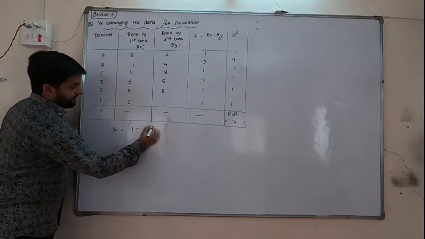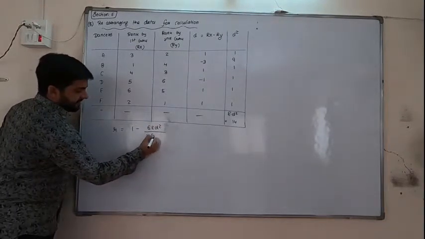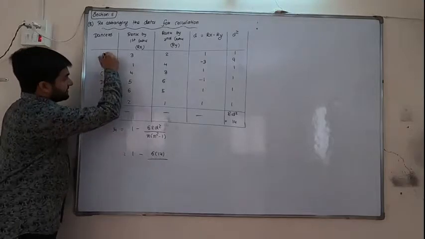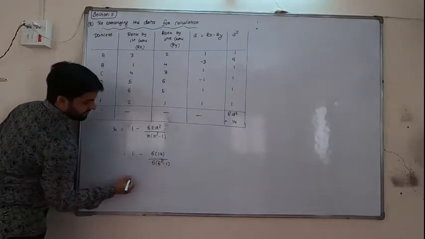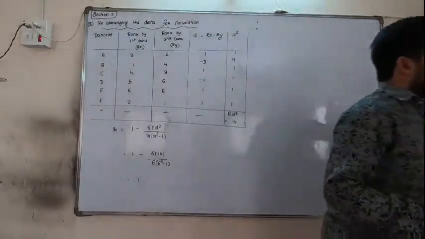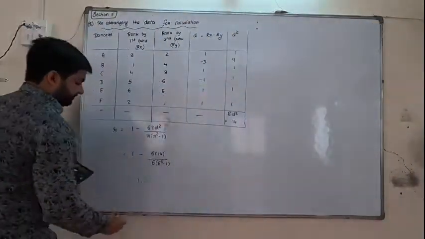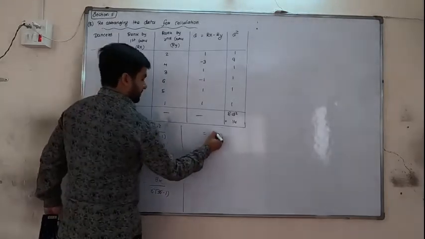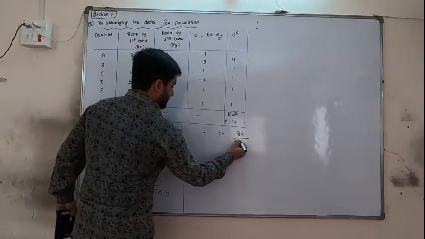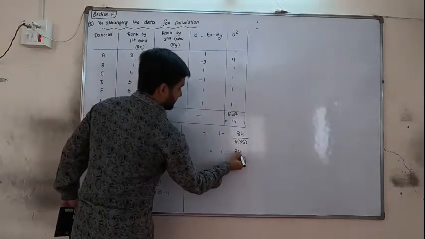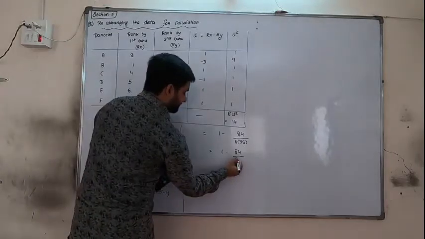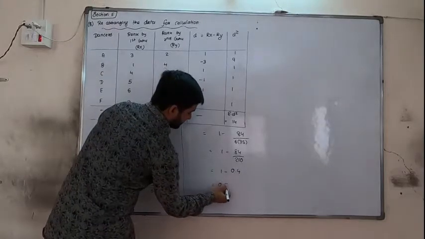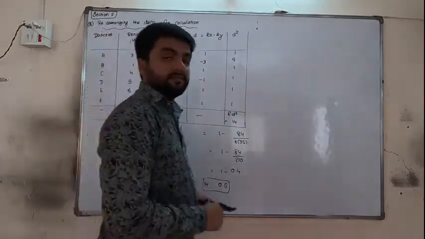R is equal to 1 minus 6 sigma d square divided by n in bracket n square minus 1. 1 minus 6 into 14 divided by n, which is 6 dancers, in bracket 6 square minus 1. 1 minus 6 times 14 is 84, divided by 6 in bracket 6 square 36 minus 1. 1 minus 84 divided by 6 into 35. 1 minus 84 divided by 210, which is 0.4, so the answer is 0.6.